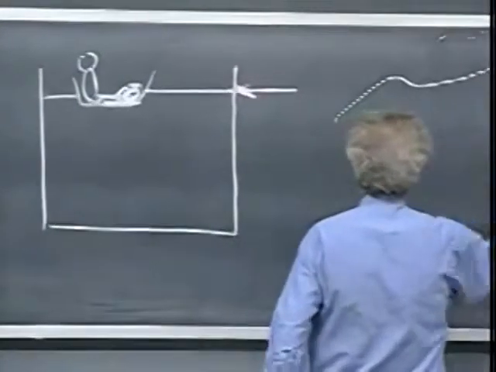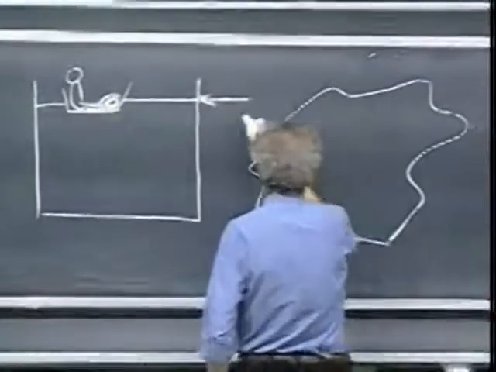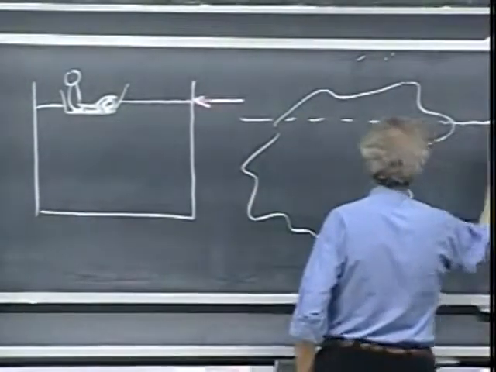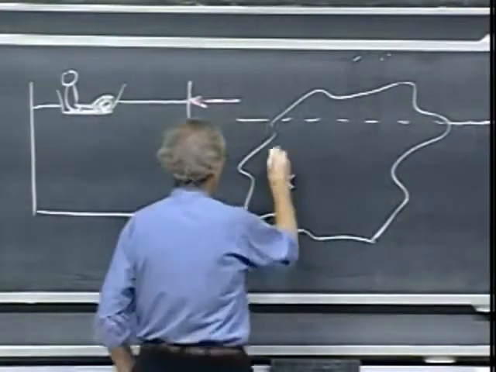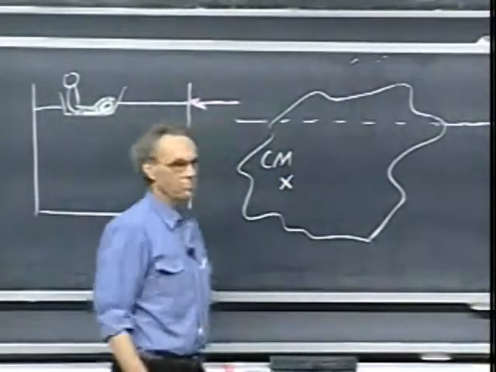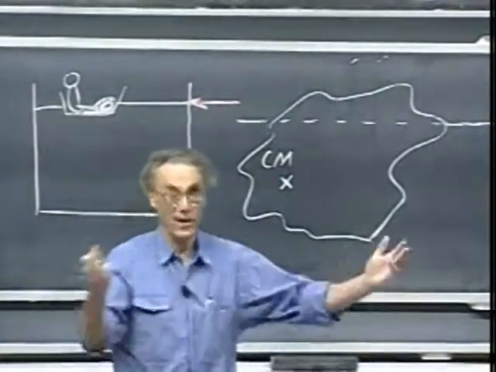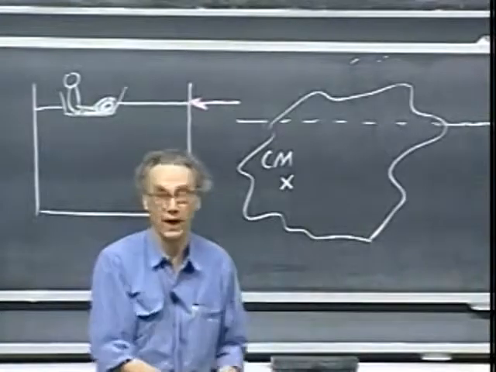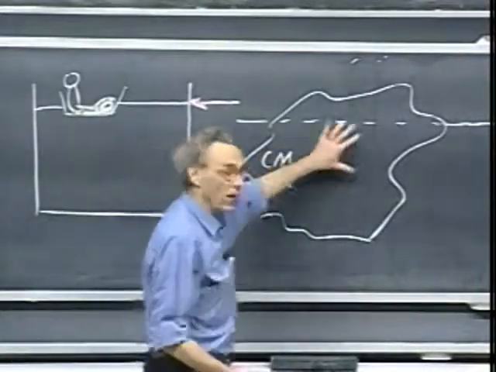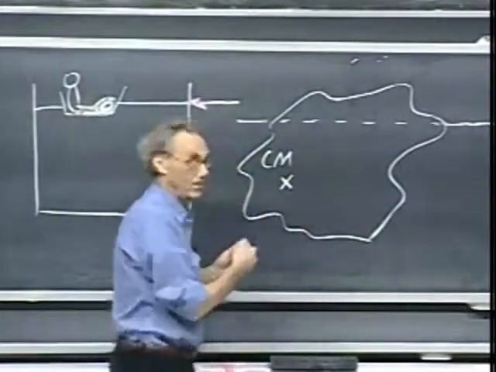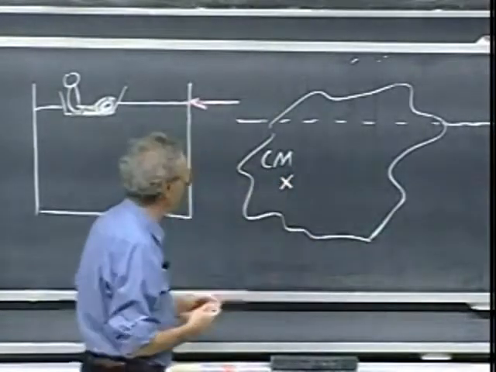Suppose I have an object here which is floating in water. Here's the waterline. And let here be the center of mass of that object. Could be way off center. Could be an iceberg. Could be boulders. Could be rocks in there. Right? It doesn't have to be uniform density. Center of mass could be off the geometric center.